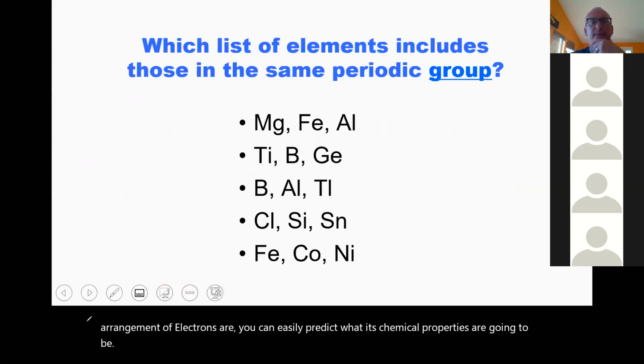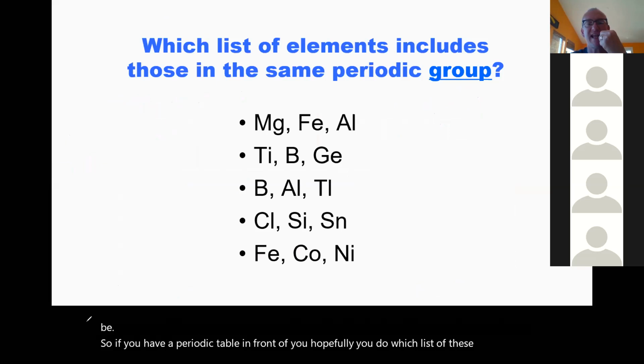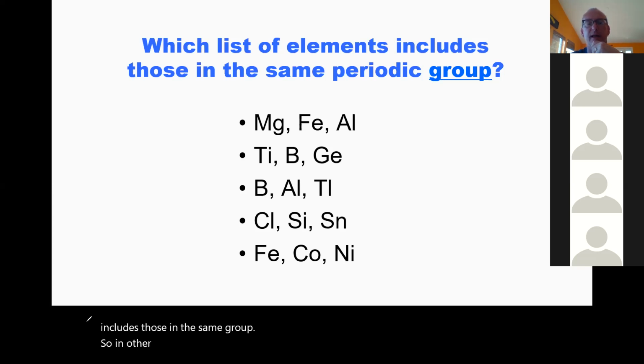So, if you have a periodic table in front of you, hopefully you do, which list of these elements includes those in the same group? In other words, these will be elements that have the same chemical properties because they're in the same group going up and down. Someone tell me which one it is. The third one. Yep, the third one. Which group is that?